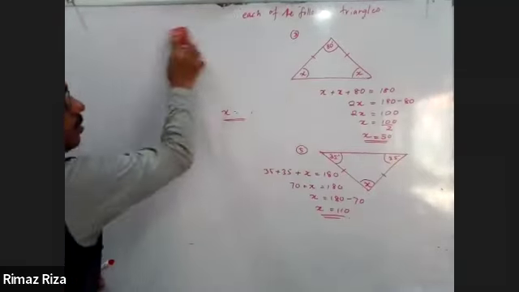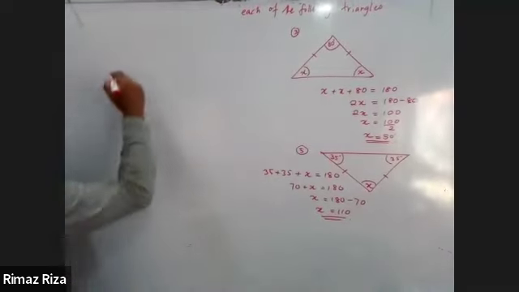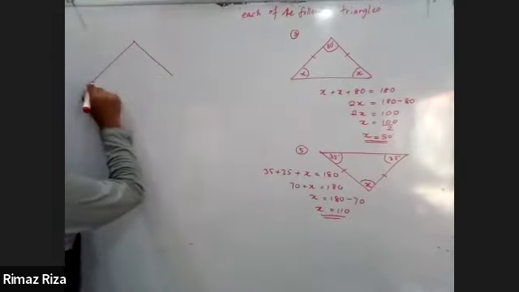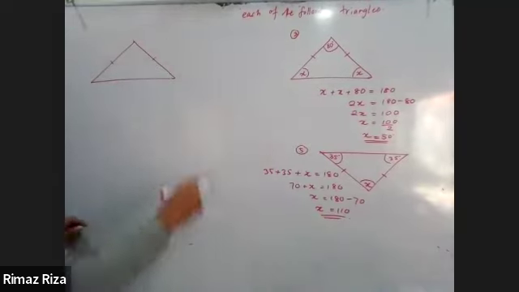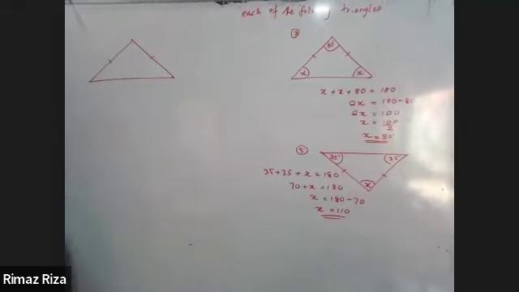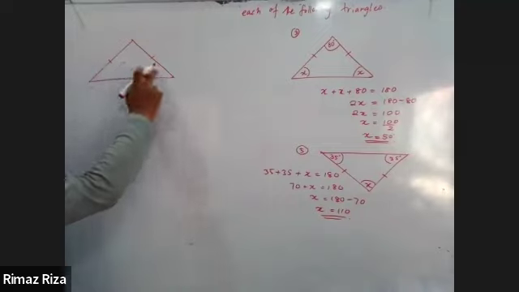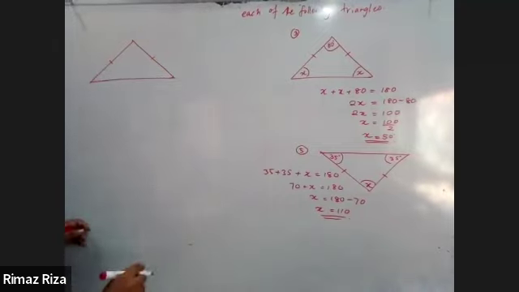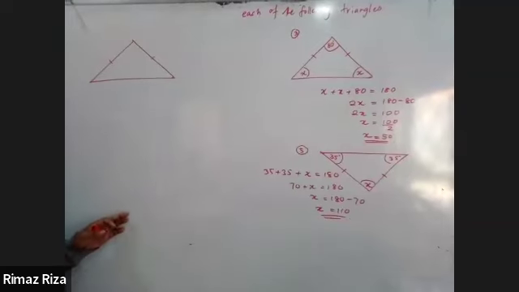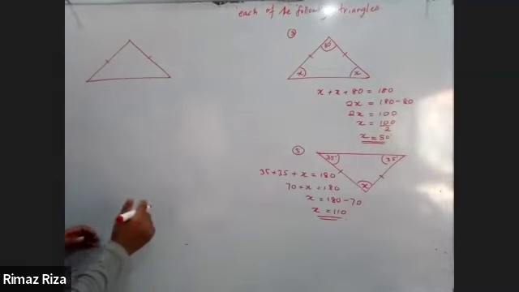Here, if you have an isosceles triangle, Ibrahim, tell me what is the theorem? Opposite angles are equal to each other. So this angle is equal to this angle. That is only true for an isosceles triangle.